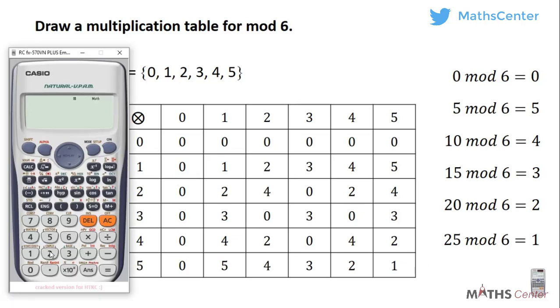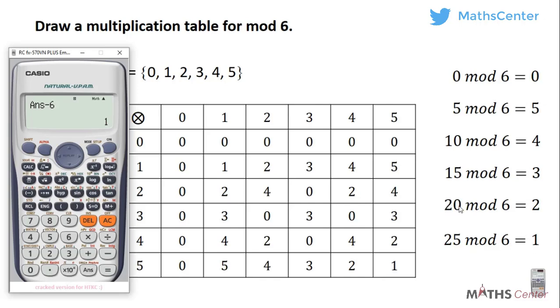Subtract 6 from 25. So you have 25 minus 6. This will give us 19. 19 is bigger than the modulus, which is 6. So you subtract 6 from 19 again. So 19 minus 6 will give us 13. 13 is still bigger than the modulus, which is 6. So you subtract 6 again. 13 minus 6 will give us 7. 7 is still bigger than the modulus, which is 6. So you subtract 6 again and you have 1. Now 1 is less than the modulus, which is 6. So it means that 25 mod 6 is 1.